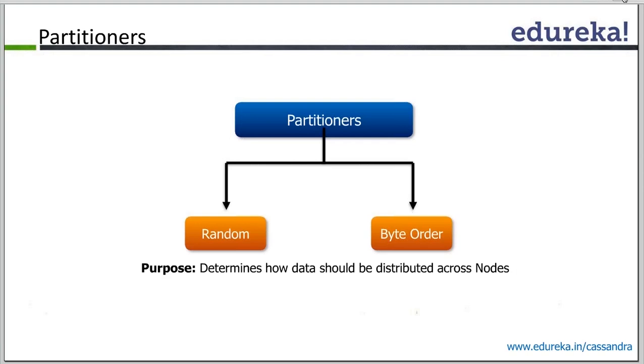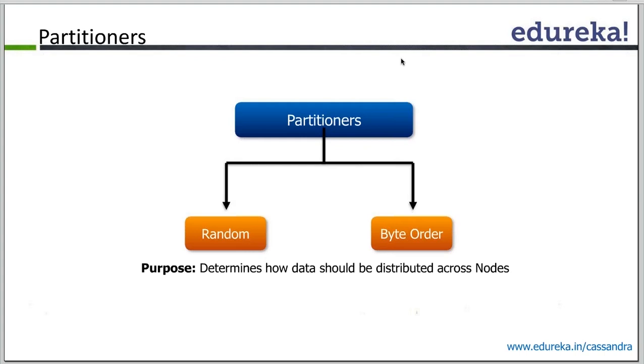Okay, this is gossip settings. Partitioners: there are two types of partitioners. One is called the random, the other one is the byte order. So what does a partitioner do? It determines how the data is distributed across the nodes. The random partitioner makes sure that the load is consistently distributed across the nodes, which means that it's absolutely balanced. It makes sure that the load is properly balanced inside the cluster.